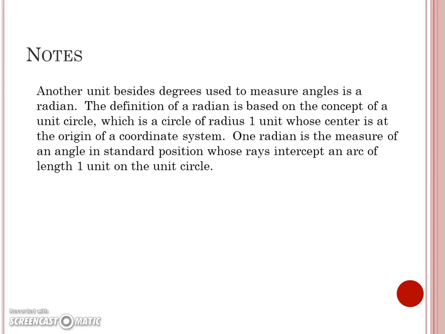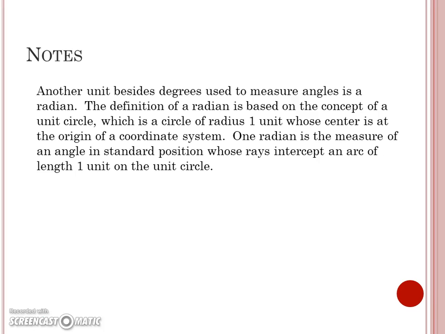So another unit besides degrees used to measure angles is called a radian. The definition of a radian is based on the concept of a unit circle, which is a circle with a radius of 1 with the center at the origin. 1 radian is the measure of an angle in standard position whose rays intercept an arc of length 1 unit on the unit circle.